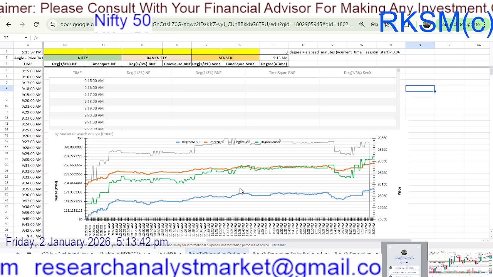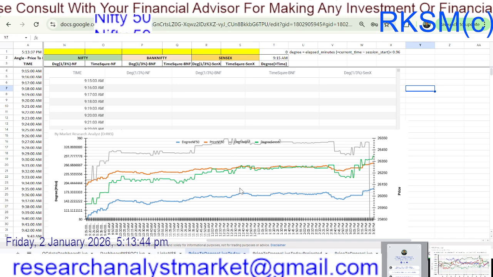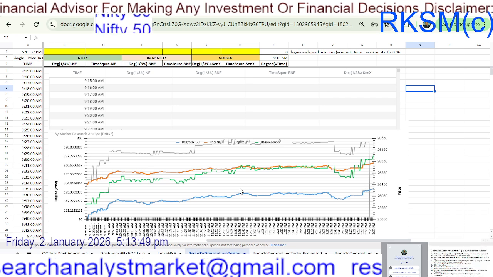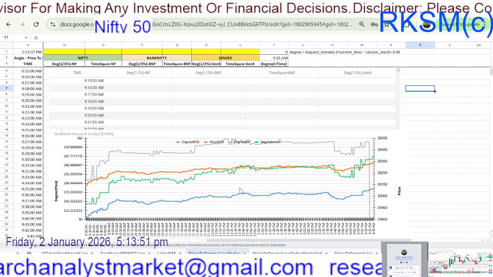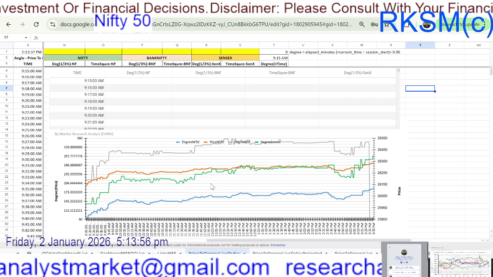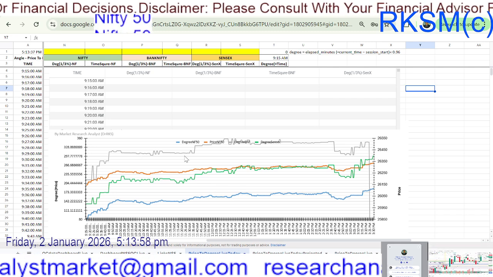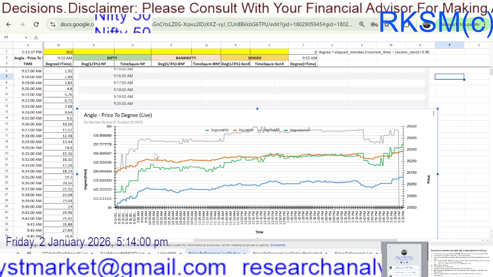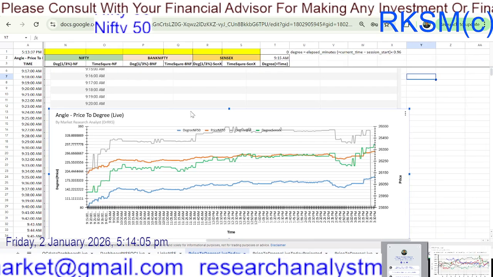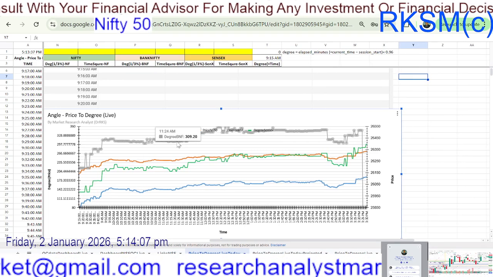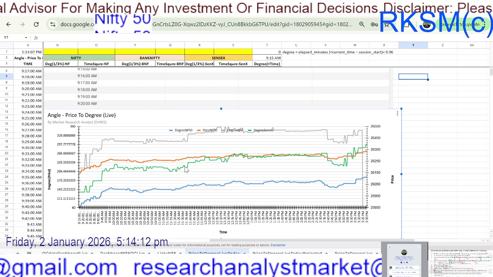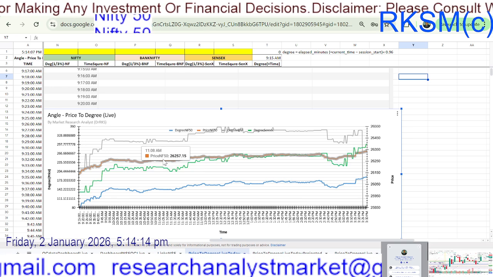Now I'm demonstrating this tool for three indices: one for Nifty, another for Bank Nifty, and the third one is Sensex. Here I have plotted the data, using gray for the Bank Nifty, this one for Nifty, and green for the Sensex. And this is the Sensex price.